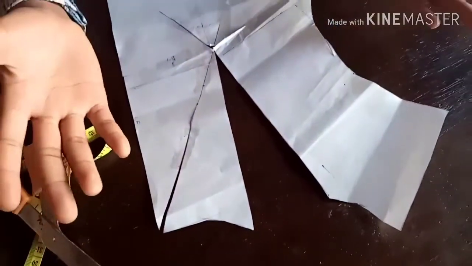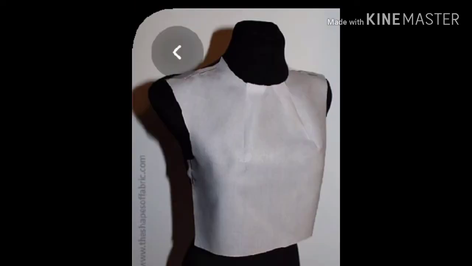So this is the mid neck dart. This is how it looks. This is a picture of how the mid neck dart looks when they used it on the fabric.